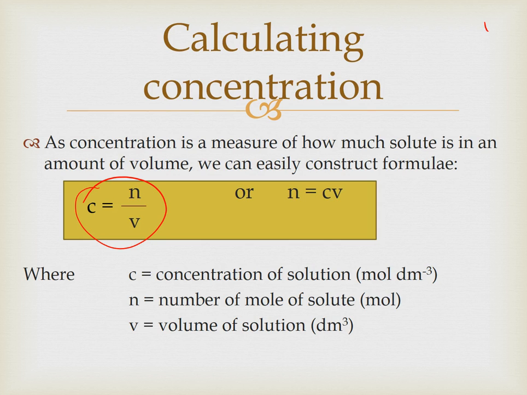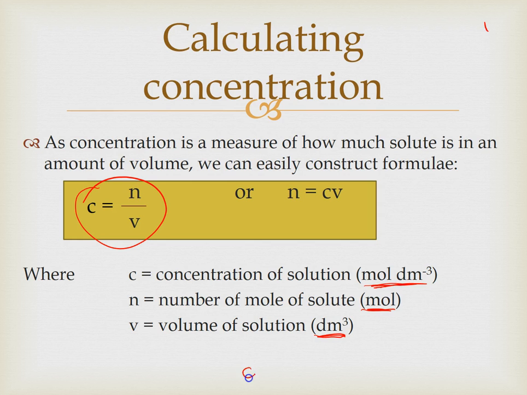When we are using this formula, we need to be aware that because we are dividing mole by our volume, our units of concentration using this formula will always be moles per decimeter cubed. For N, it's little n, and little n is mole and always will be. V is volume of solution, which is decimeters cubed in this case.